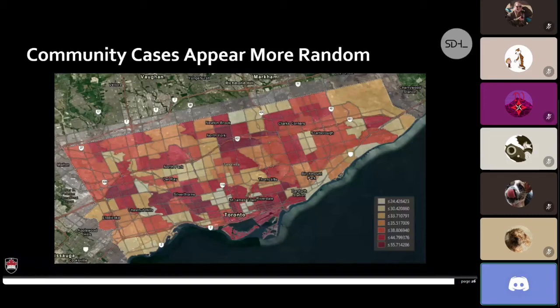I apologize for the terrible maps in the slides. I had to redo them really quickly before presenting.